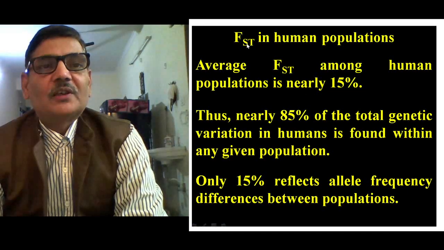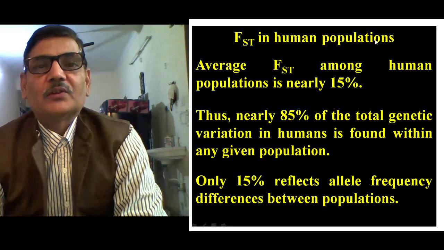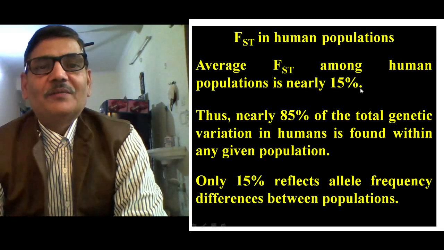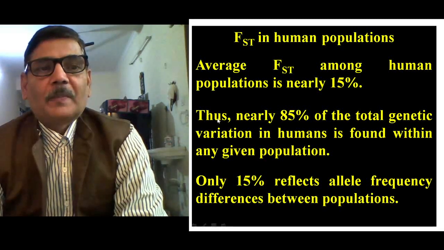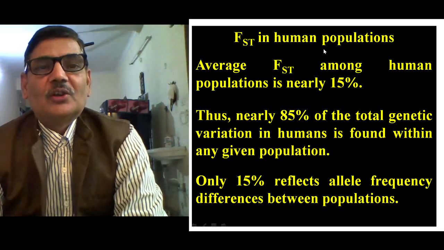Now this FST value has been calculated by considering a number of human populations, and the average FST among human populations is nearly 15%. It means nearly 85% of total genetic variation in humans is found within any given population. Only 15% reflects allele frequency differences between populations. So this kind of idea we can derive by doing this FST calculation.